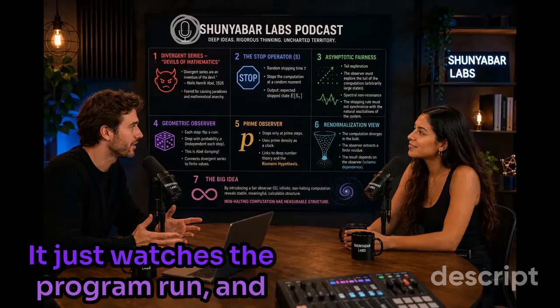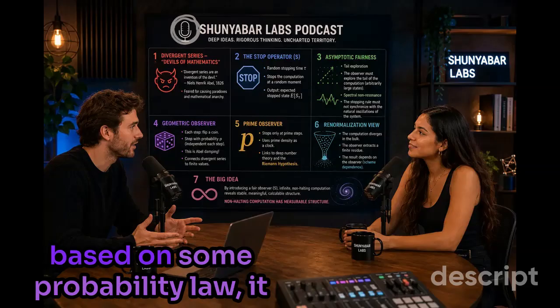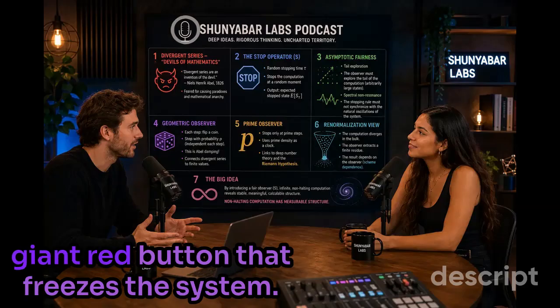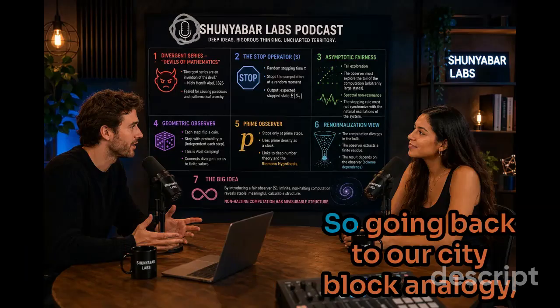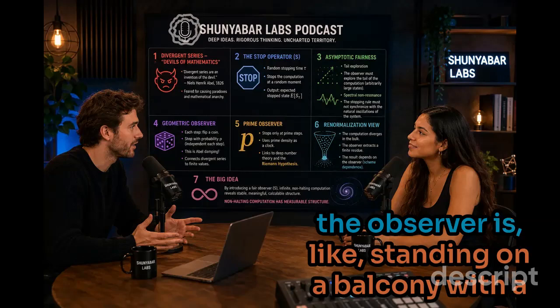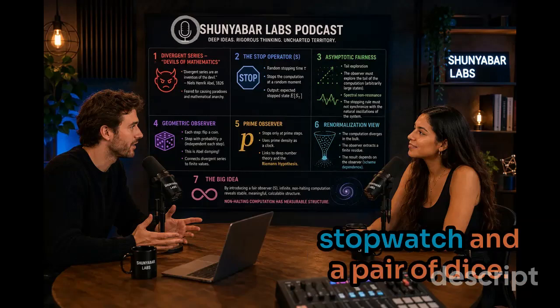It just watches the program run, and based on some probability law, it decides at a random moment to hit a giant red button that freezes the system. So going back to our city block analogy, the program is walking around the block, and the observer is standing on a balcony with a stopwatch and a pair of dice.